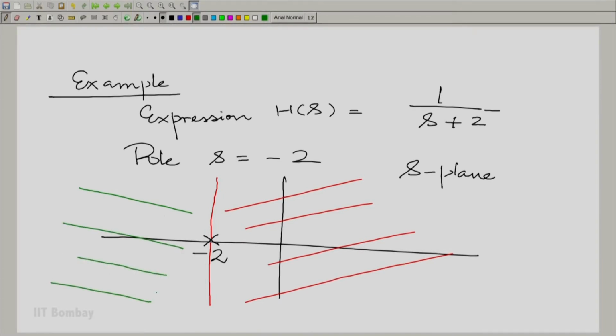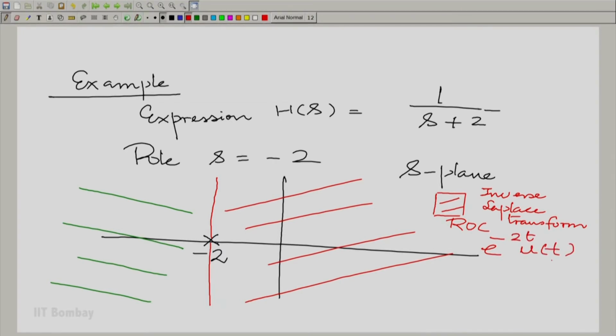Let us write down the inverse Laplace transform for each of these regions of convergence. So, if the region of convergence is the red one, then the inverse Laplace transform is e raised to the power -2t u(t). If the region of convergence is the green one, then the inverse Laplace transform is e raised to the power -2t, but u(-t) with a negative sign.